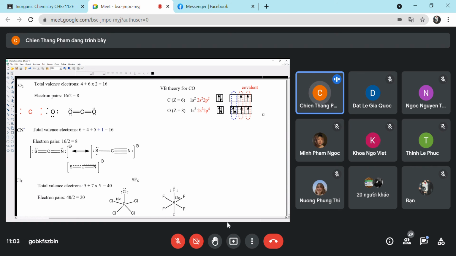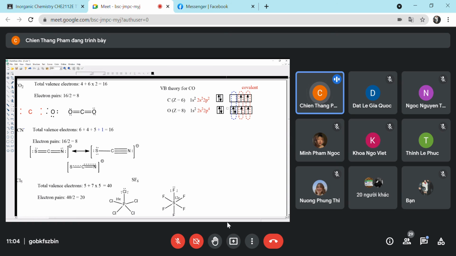Okay, so in this case you can see that... I should explain here. The carbon atom has two unpaired electrons here, and the same for oxygen. It has two unpaired electrons here, so each of them can overlap with the other.